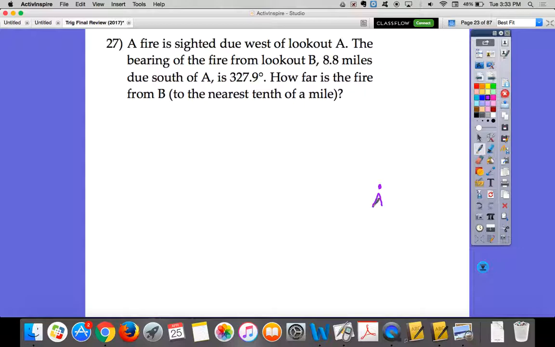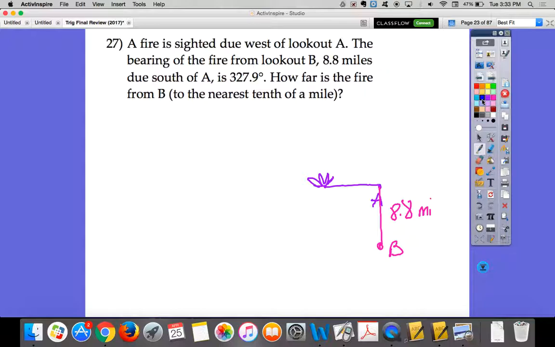Okay, so we've got lookout A, and we want to go due west of that. So west is this way, and there's a lovely little fire. Okay, the bearing of the fire from lookout B, which we don't know where it is, it says 8.8 miles due south of A. Ooh, that's very helpful. Okay, so we're going to drop 8.8 miles, and that's going to be lookout B.